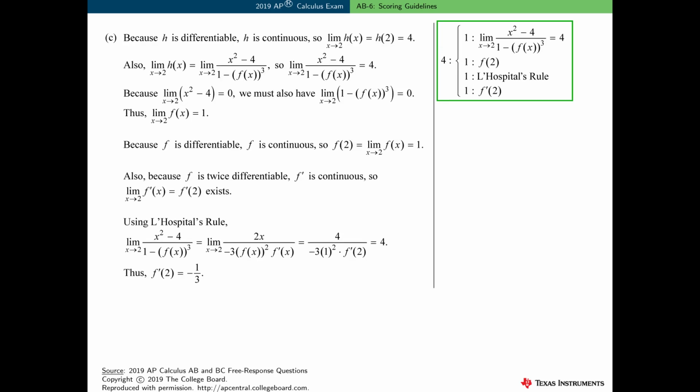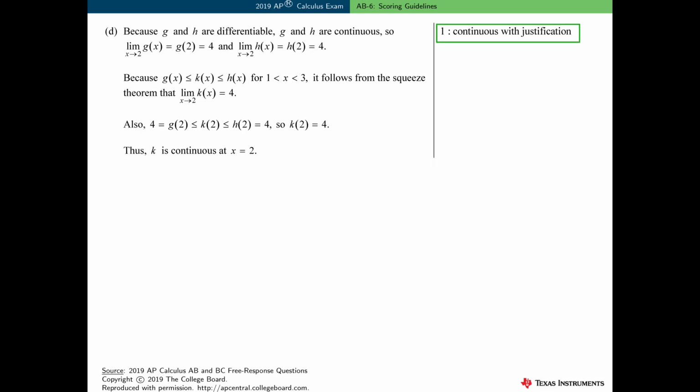Part C was worth 4 points, and there's a lot written on the scoring guidelines. The first point was for recognizing or connecting this limit to h of 2 equal to 4, because h is continuous. The second point was for finding the value of f of 2. The third point was for using L'Hopital's rule. And the fourth point was for finding the value of f prime of 2. Part D was worth 1 point, and there were a lot of little things necessary here to earn this point. But generally, we need to see that the student concludes that k is continuous, and that they provide sufficient justification for this conclusion.